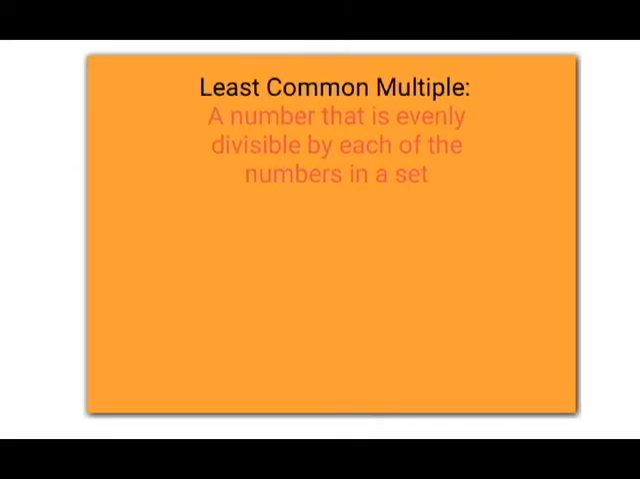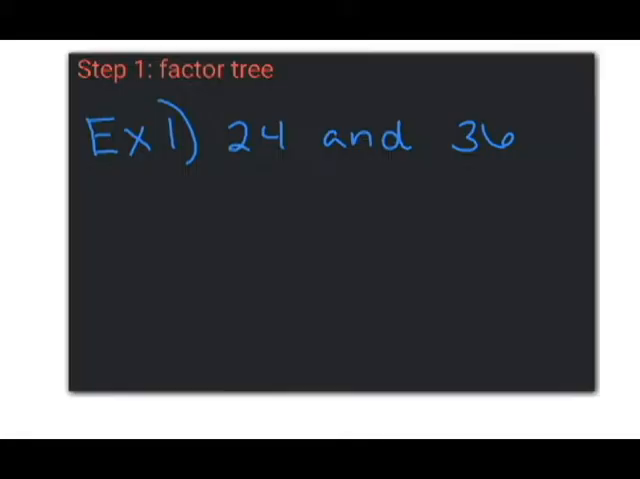When finding the least common multiple, it's easy to use steps to find the answer. Let's do step 1. First step is the factor tree. Let's take a look at example 1, 24 and 36. Remember, the factor tree is where we break numbers down into prime numbers. Let's break 24 down first.